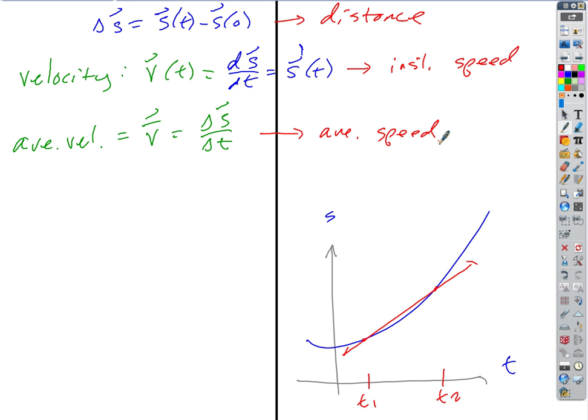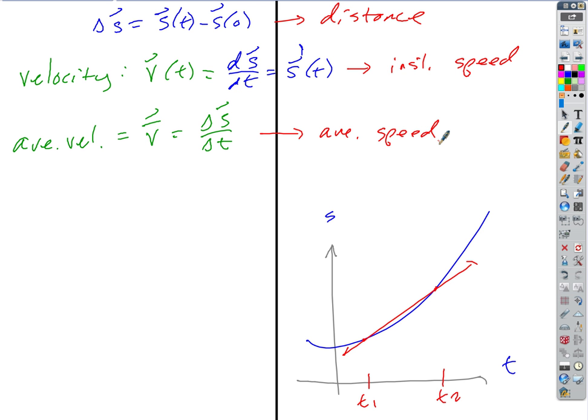These are different things, aren't they? Go ahead, question? When you calculate scalar quantities, can you only use scalar values? What do you mean by that? Like when you calculated your average speed, you used distance. But when you calculated average velocity, you used displacement.